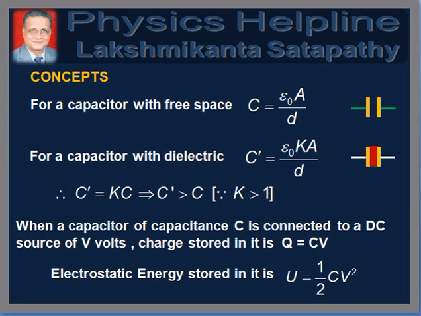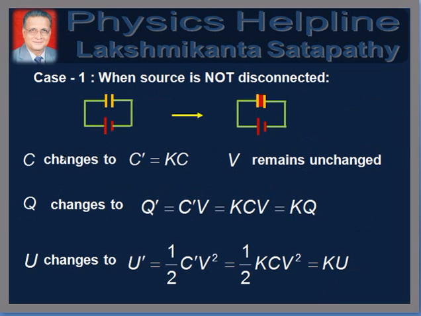When a capacitor of capacitance C is connected to a DC source of V volts, then the charge stored in it is Q = CV, and the electrostatic energy stored in it is U = 1/2 CV². When the space between the plates of the capacitor is filled with a dielectric medium of dielectric constant K, then two cases arise. Case 1. When the capacitor is not disconnected from source before the dielectric is introduced.